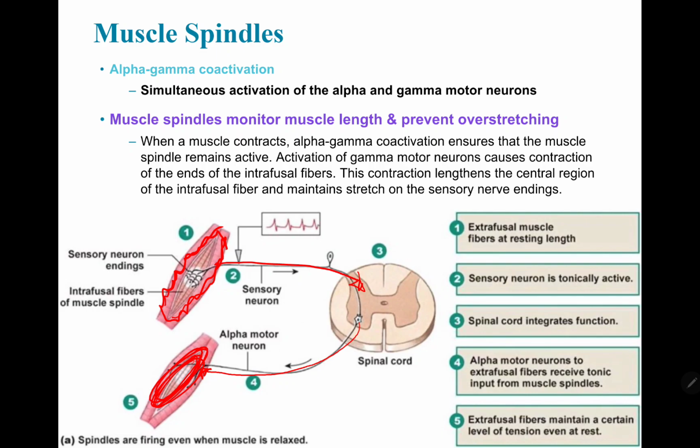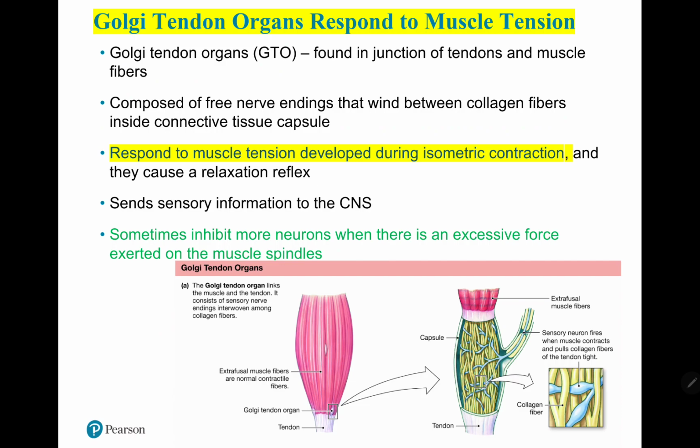And the function of this muscle spindle is to monitor the muscle length and prevent it from overstretching. We also have these Golgi tendon organs. They're going to respond to muscle tension. And so these Golgi tendon organs, as you can see down here, are found in junctions of tendons and muscle fibers.